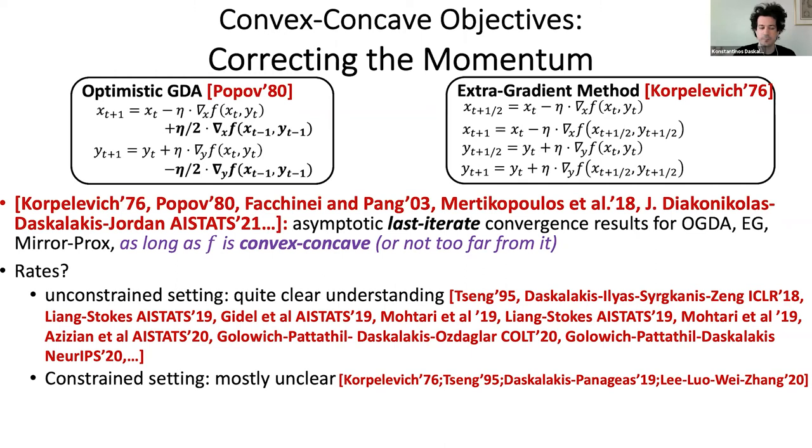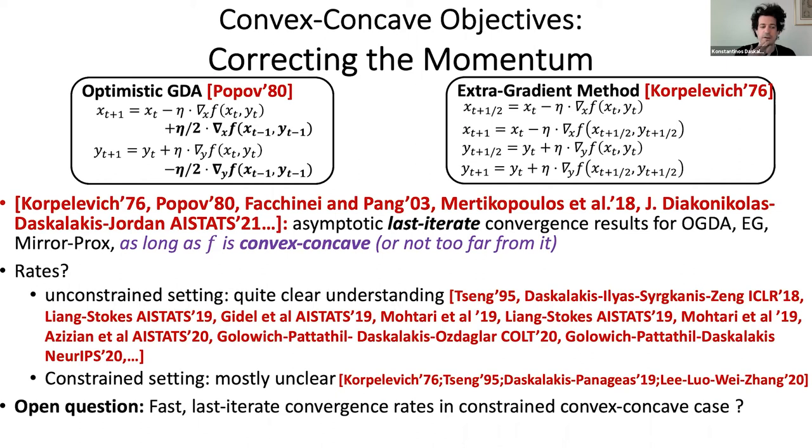What is not very clear in this literature yet is the rates that these or other related methods exhibit in the constrained setting. So if you're a student or researcher looking for an interesting open question in that area, the rates for the constrained setting for last iterate convergence are not well understood. And certainly we're nowhere near the rates that we know for average iterate convergence, all right?